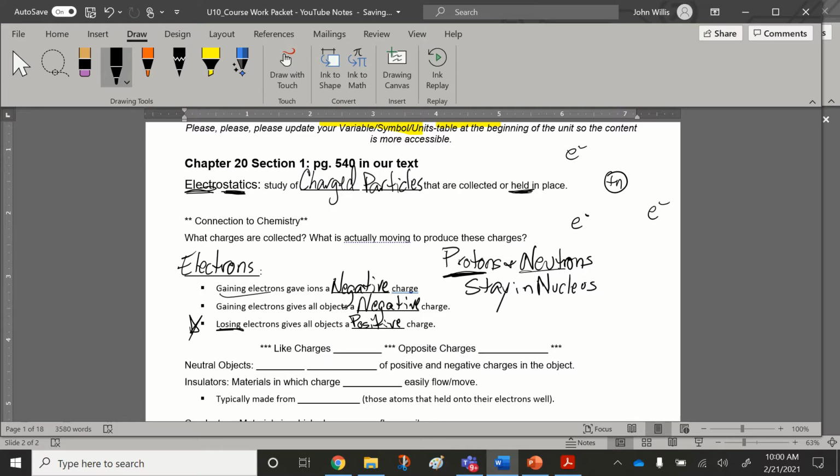So you can get a negative charge on an object by picking up extra electrons, and you can get a positive charge on an object by losing electrons. Those are the two ways those things happen.